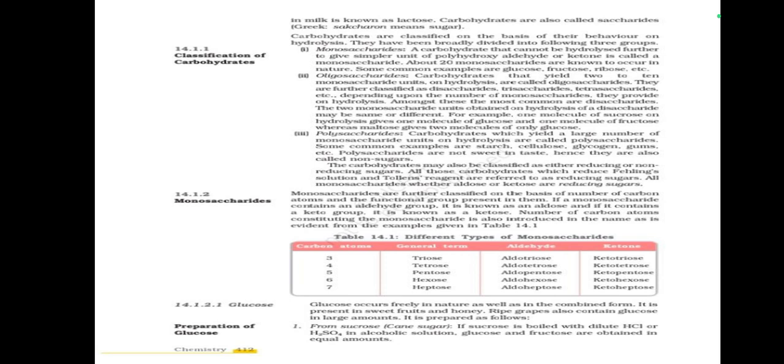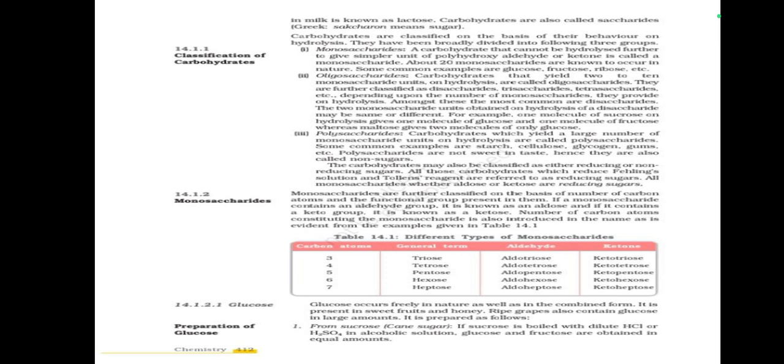The two monosaccharide units obtained on hydrolysis of a disaccharide may be the same or different. For example, one molecule of sucrose on hydrolysis gives one molecule of glucose and one molecule of fructose, whereas maltose gives two molecules of only glucose.